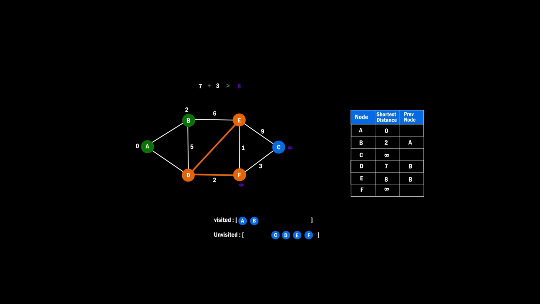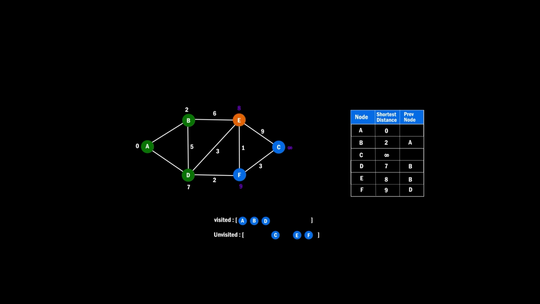The distance from A to E over D is 10, 7 plus 3. But 10 is not less than our current distance, 8, that we have stored in our table. So we won't update our distance to E. When we look at the node F, on the other hand, the current distance we have in our table is infinity. But now we get a distance of 9 from A to F over the node D. So we update our shortest distance in the row F, set it to 9, and set the previous node to D. We can now mark D as visited, and we can go on with the next node in the unvisited node list with the current minimal distance.